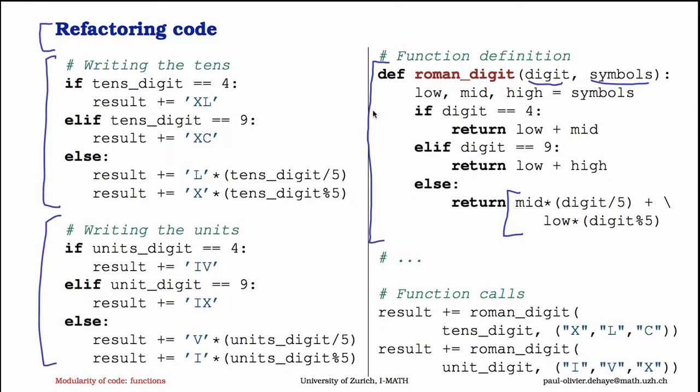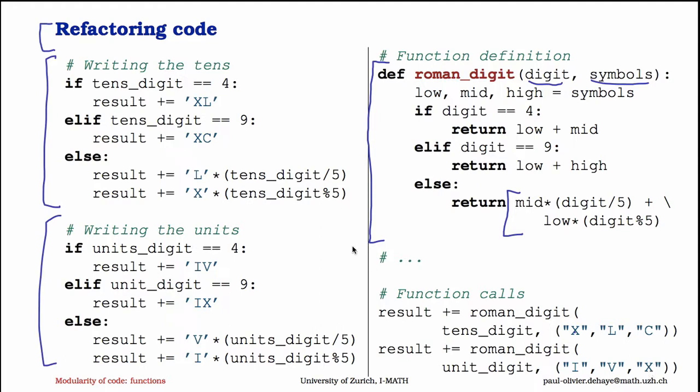This is the function definition here, and below are the function calls of roman_digit, where I specify the actual values of the parameters. The formal parameters here are digit and symbols. But then I pass some values: I pass the tens digit, which I assumed is already defined before, on the left as well. And then I also pass the symbols, a tuple, a triple in this case, of the letters to use. If you're looking at the tens digit, then you have X, L, and C. But if you're looking at the unit digit, then the low one is I, the medium one is V, and the top one is X.